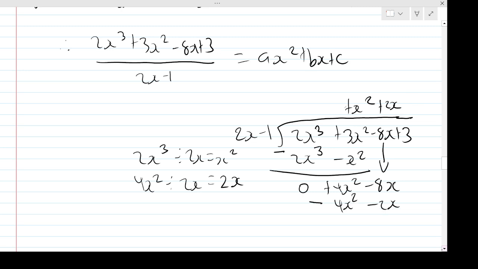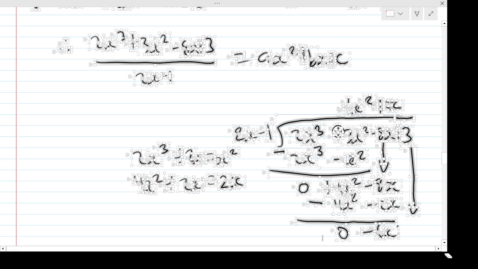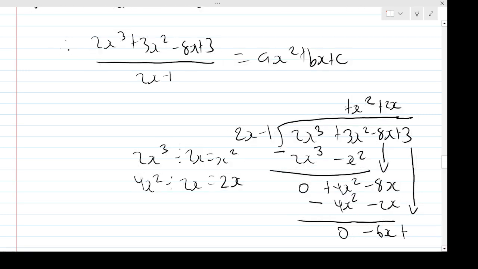And again, I then need to subtract the top and the bottom. So 4x squared take away 4x squared gets us 0. So then minus 8x take away minus 2x, that's minus 8x add 2x, that'd be minus 6x. Cool. And then we need to bring this 3 down there. So we need to then add the 3.